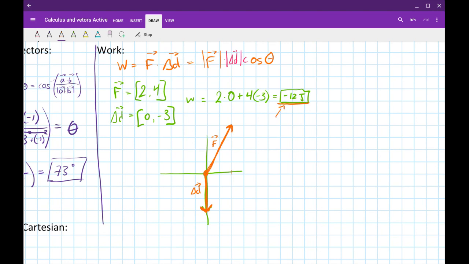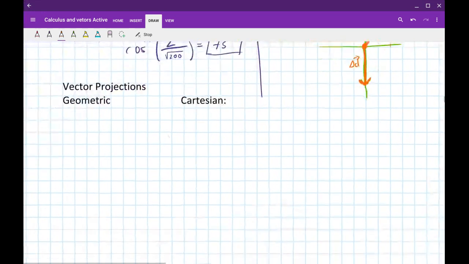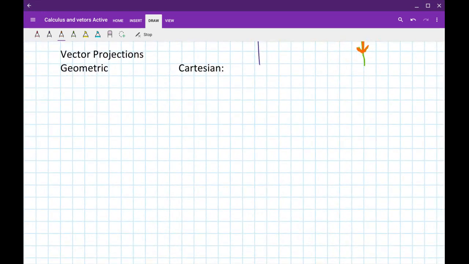This is an example where I gave the vectors in Cartesian format. If you happen to get them in geometric format, you simply plug in the values as seen here. Okay. The next thing is called vector projections. Okay.